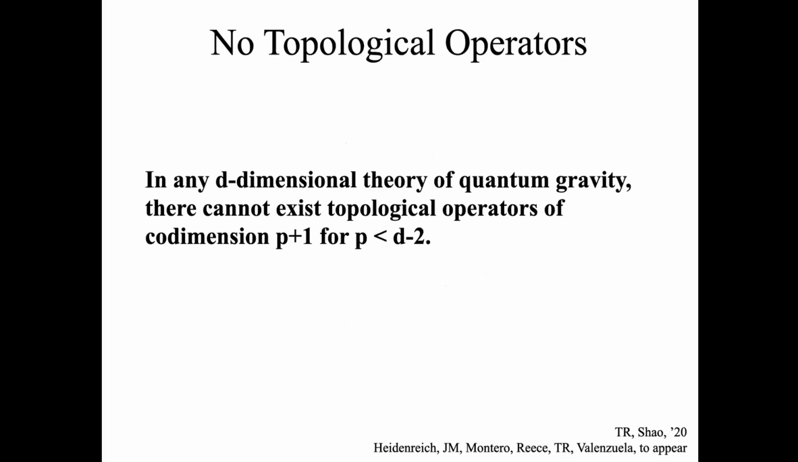So this raises a more general statement, a natural revision of another bit of standard lore. We believe, as we saw, that there are no p-form global symmetries in quantum gravity. And what we see now is that these p-form global symmetries are actually just special cases of these more general topological operators. And so it's very natural to conjecture that in a d-dimensional theory of quantum gravity, there should not exist these more general topological operators of codimension p+1 for the same dimensionality.